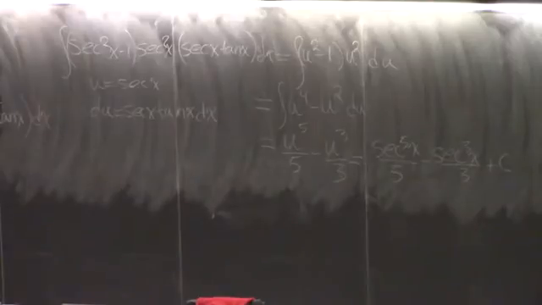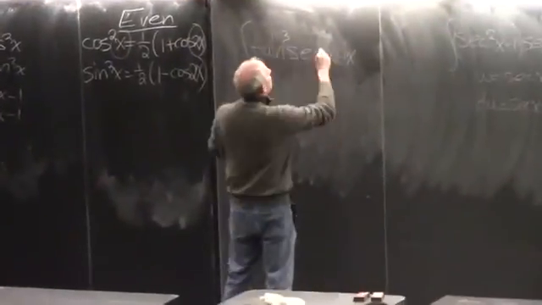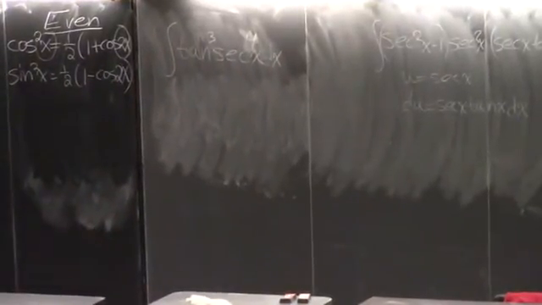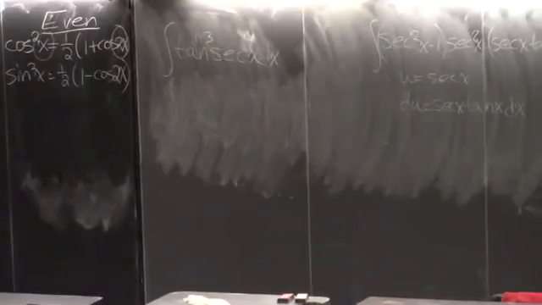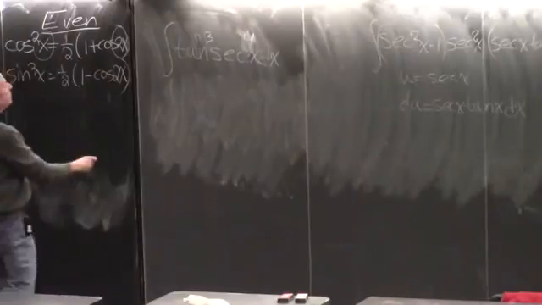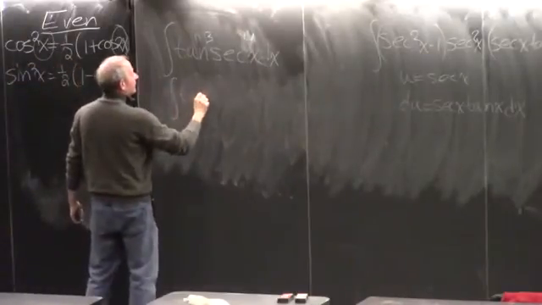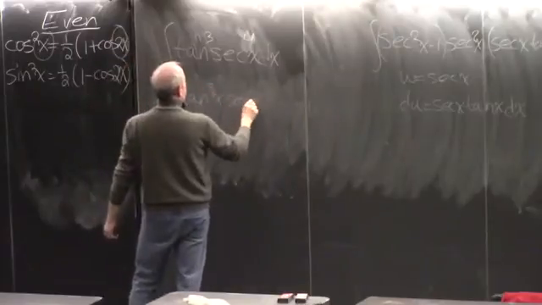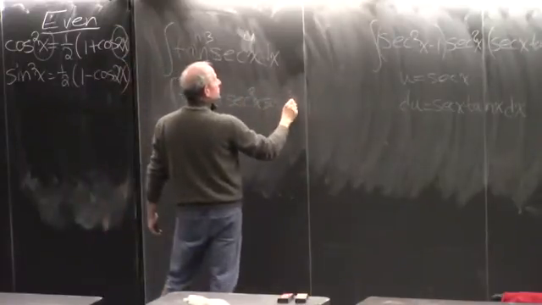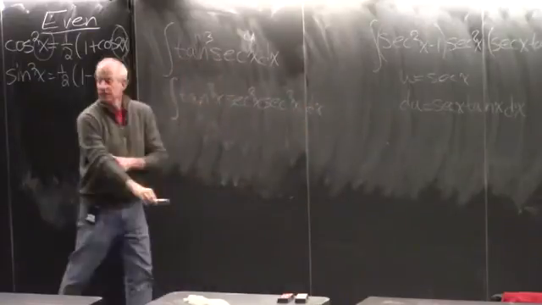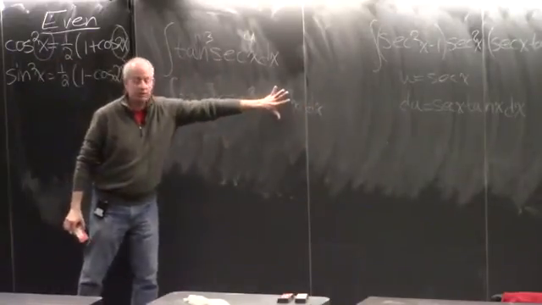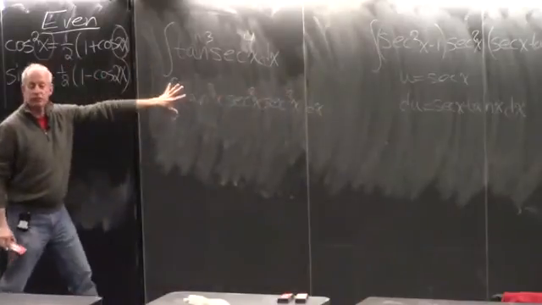What if it's not the odd power? Let's try a different thing. What if this was secant to the 4th? Any ideas? Let's see. Secant squared. No. So what am I going to do? That's right. I'm going to do secant squared, secant squared. Why am I doing that? Because the derivative of tangent is secant squared, and I can take everything else in the integral and put it in terms of tangent.